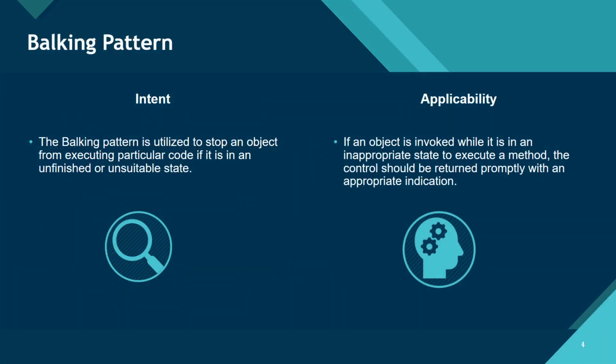Intent and applicability. So the intent of the balking pattern is to stop an object from executing particular code if it is in an unfinished or unsuitable state. The applicability: if an object is invoked while it is still in an inappropriate state to execute a method, the control should be returned promptly with an appropriate indication.